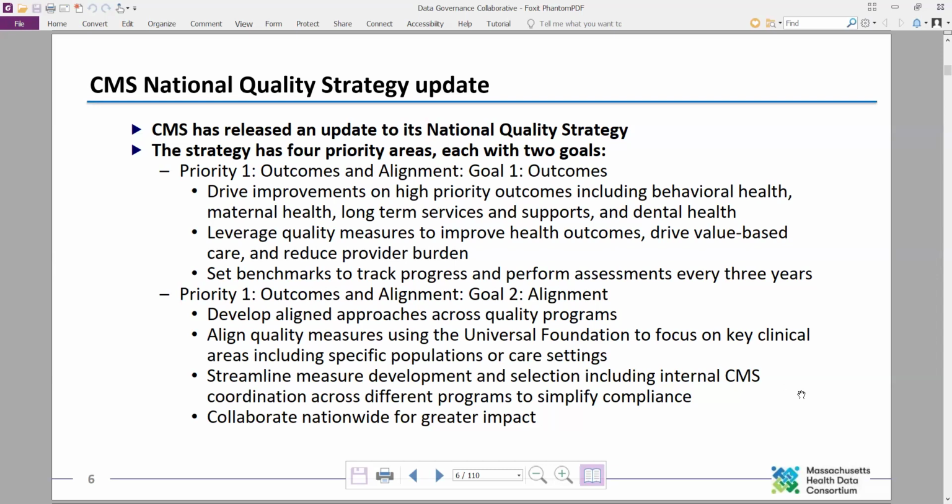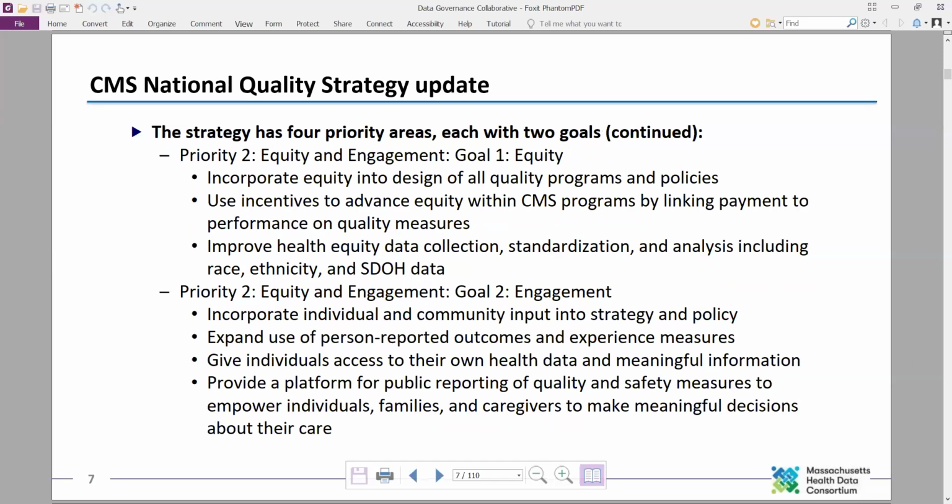All right, next slide. Priority 2. Equity and engagement. So goal 1 is equity. Here we have ONC's infamous equity by design, which obviously is a good way to do it if you're going to try to do it. And they have a goal of linking payments to performance on quality measures with equity in mind, and then improving the data collection, standardization, and analysis, particularly around race, ethnicity, and SDOH data.